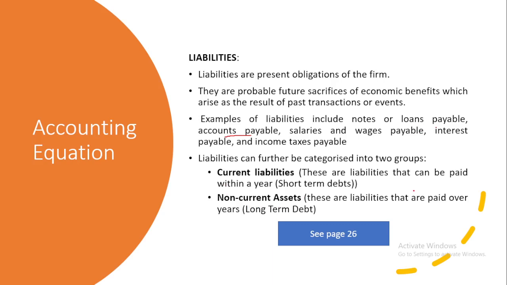An example is given in your textbook as well. We've got a mortgage loan, where you get to buy a property, a house, and we've got the long-term loan that you took to invest into the business.